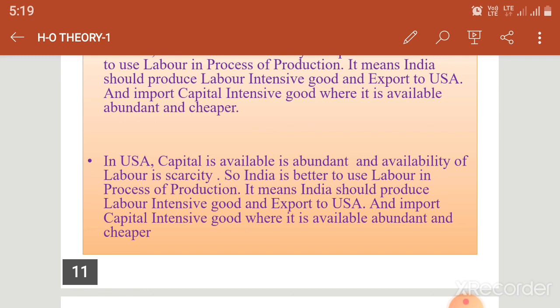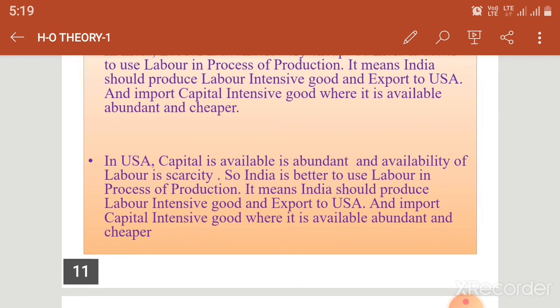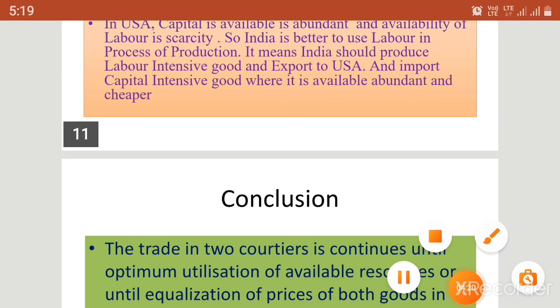To what extent, with the help of this theory, consumer welfare is also going to increase. Why? Because the cost of production is less, and the prices prevailing for the two goods in two countries are also less. So demand for the good is going to increase. Where prices are less, the welfare of the consumer will increase automatically. Is it? So with the help of this theory, consumer welfare also increases.